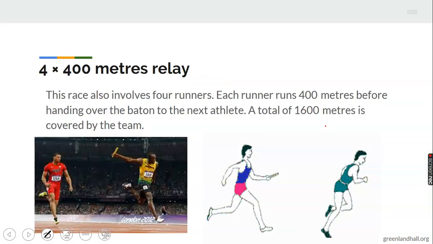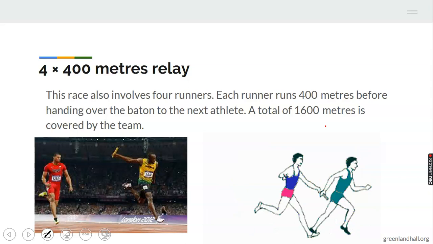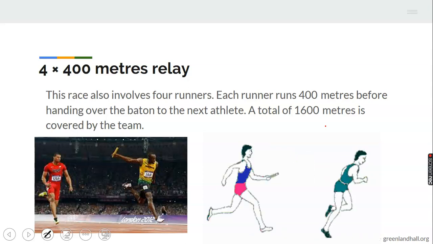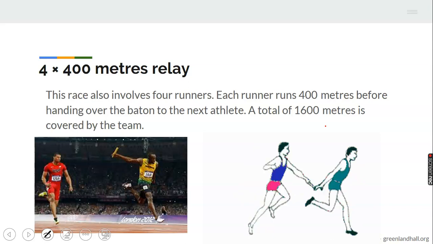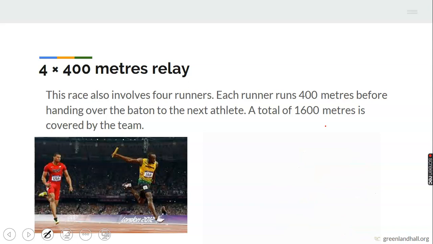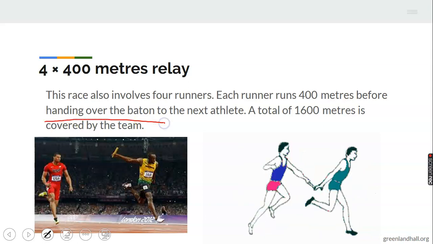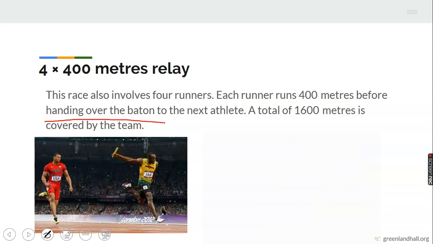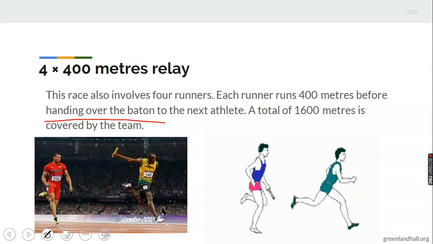All right. Then we move to the next one, the 4 by 400 meters. This race also involves four runners. Each runner runs 400 meters before handing over the baton. I see it's just going higher, from 100 meters to 200 meters to 400 meters.